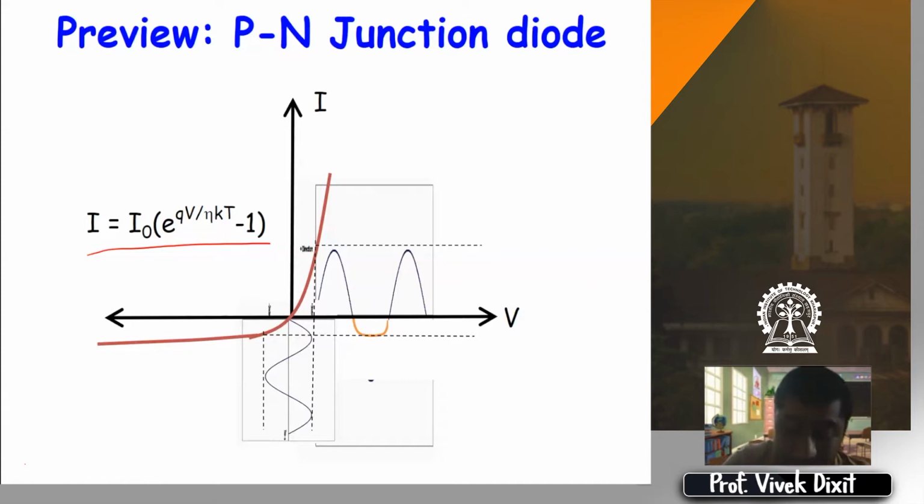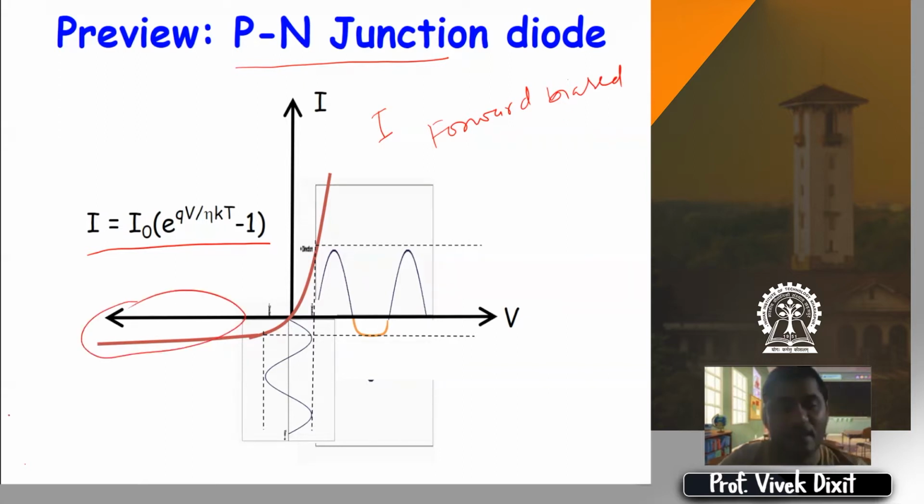So if you see the IV curve of a PN junction diode, it conducts very well. In fact, the relationship is exponential in the first quadrant, right? Or when the diode is forward biased. In reverse bias, it does not conduct so well, and the current is more or less constant at a very small value, and we call it reverse saturation current.